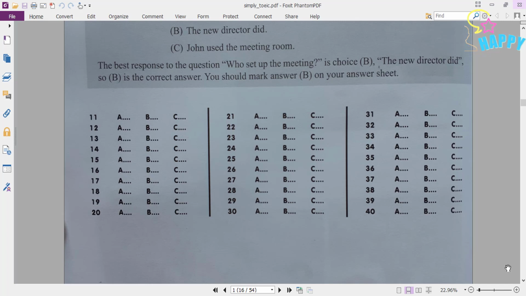Number 34. How long is your contract for? A. It took 2 hours. B. It's 2 pages long. C. It's only 6 months.